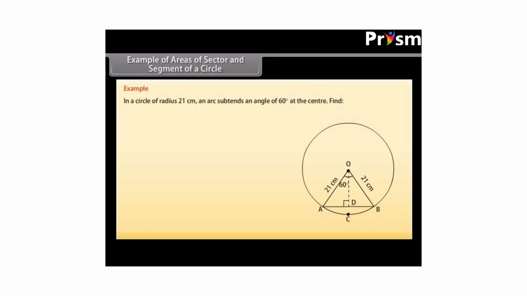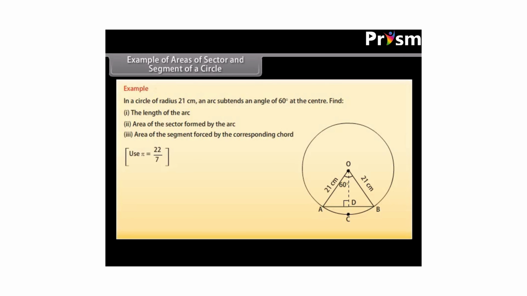Example. In a circle of radius 21 centimeter, an arc subtends an angle of 60 degrees at the center. Find 1. The length of the arc. 2. Area of the sector formed by the arc. 3. Area of the segment formed by the corresponding chord. Use pi as 22 upon 7. Solution.